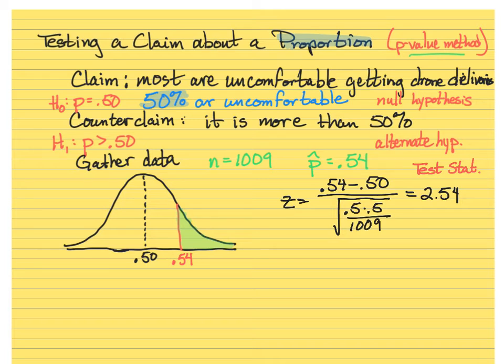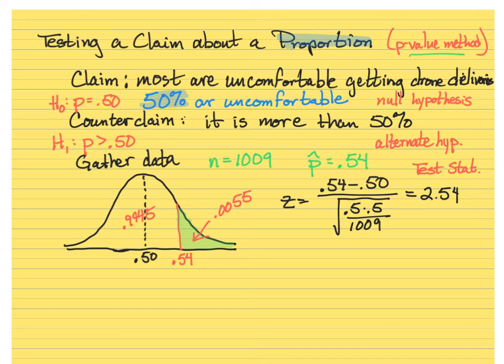And if I look in my table under 2.54, I'm going to get 0.9945. Now remember, that's this area, 0.9945. Okay, but we want this area, so it's going to be 1 minus that. So it's going to be 0.0055. Very, very small, right? Doesn't look like it in the graph, but it is. Okay, so that's the area.